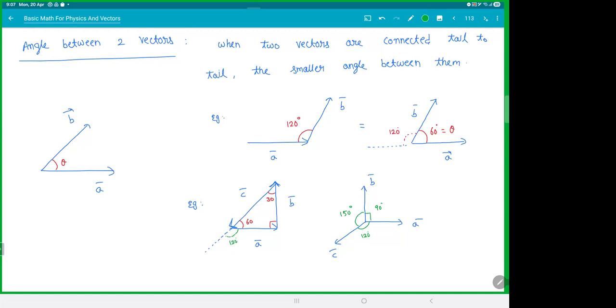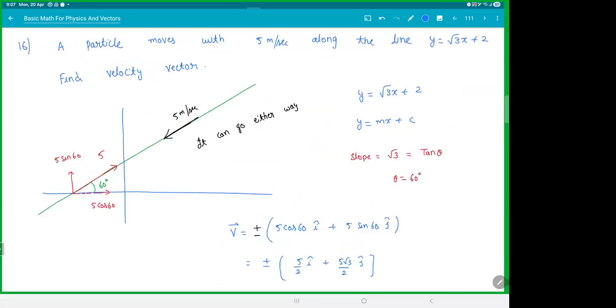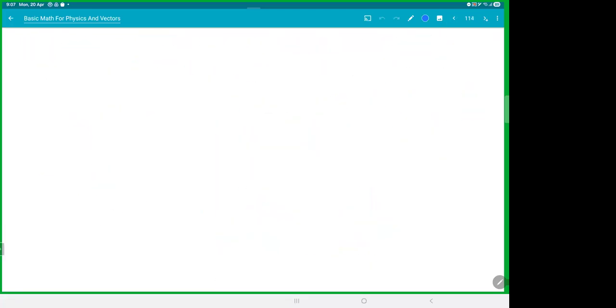Any doubts on this? Easy. Got this? So that is how you define the angle between two vectors. All clear? Any doubts on this concept? Great. So let's see a question on this.